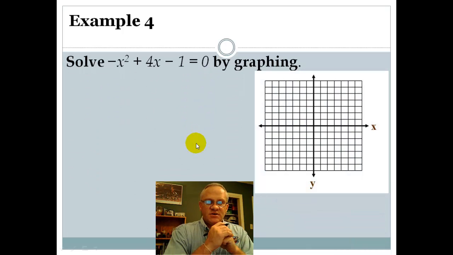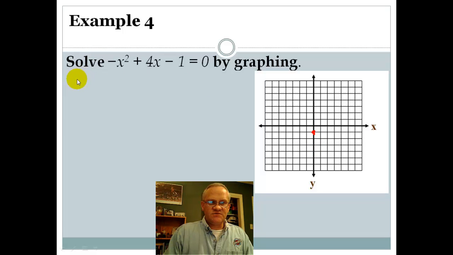Okay, in this case, we're kind of all ready to go because it equals 0 there already. So it looks like negative 1 is going to be our y-intercept. So we've got a point right there. We can just go ahead and put that in.